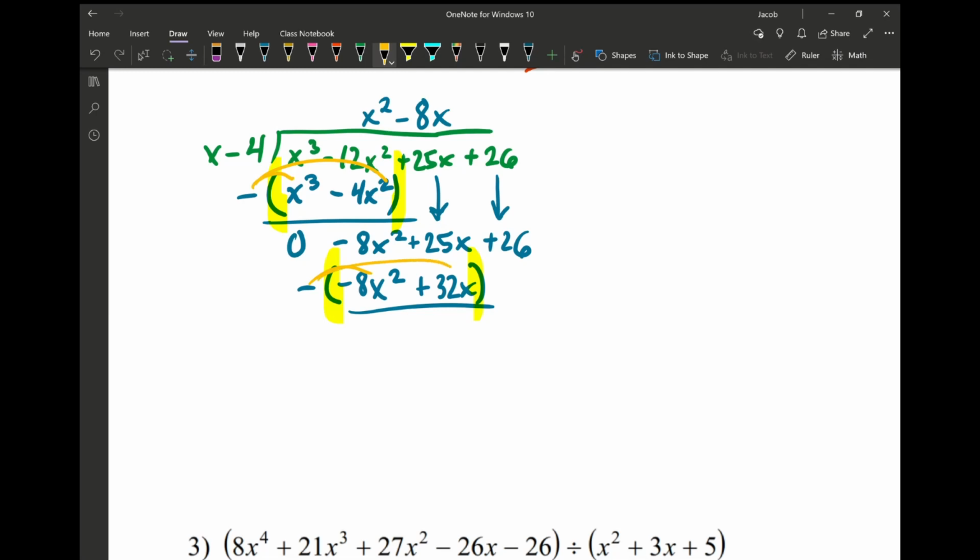So this was negative 12 plus 4x squared. So in this second subtraction, I get 0, and then minus 7x plus 26. And then lastly, I am figuring out what do I multiply x by to get negative 7x. I get negative 7. Then I multiply, and I get negative 7x plus 28. And I'll subtract.